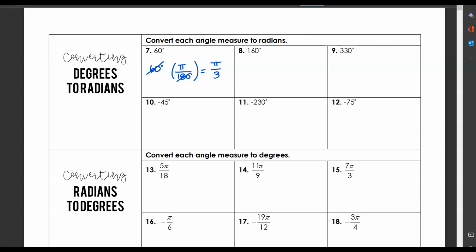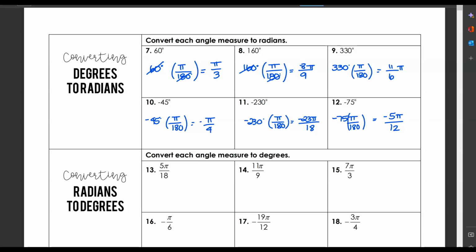Okay. All right, let's look at number 8. So again, we're going from degrees to radians. So I'm going to have 160 degrees, multiply that by pi over 180 degrees. Right. And then we're going to go ahead and simplify this, and we end up with 8 over 9 pi. Okay. All right, let's go ahead. I'm going to pause this video. I want you to try 9, 10, 11, and 12 and see what you come up with.